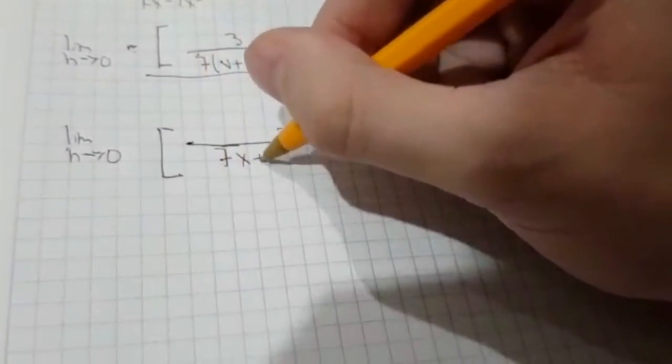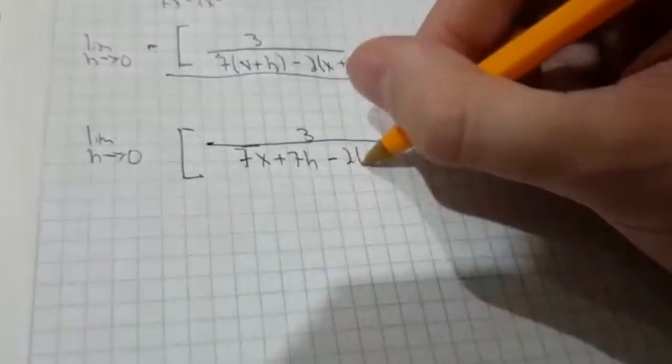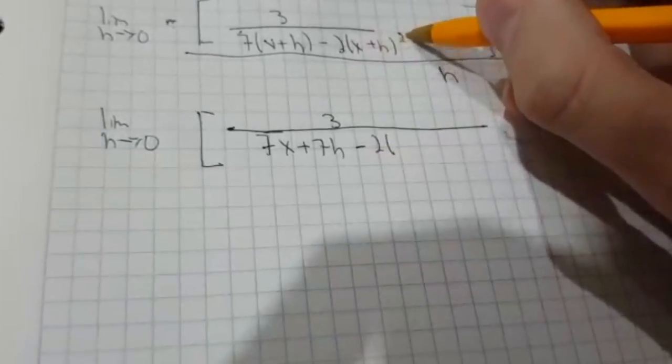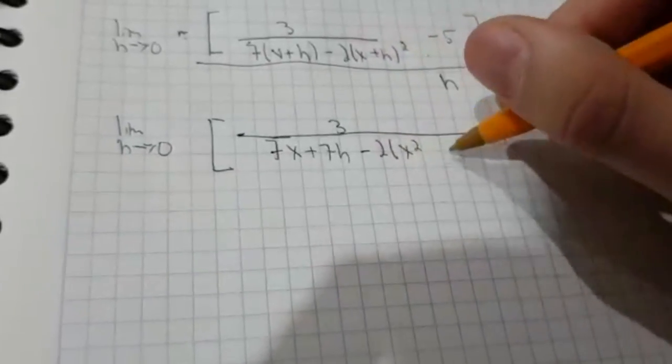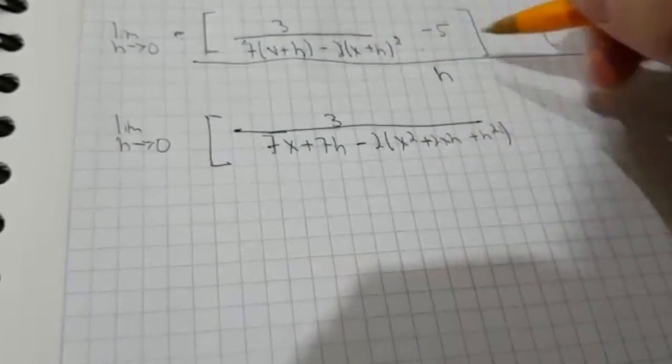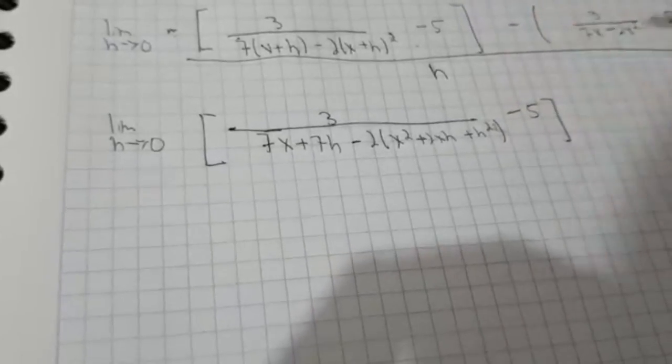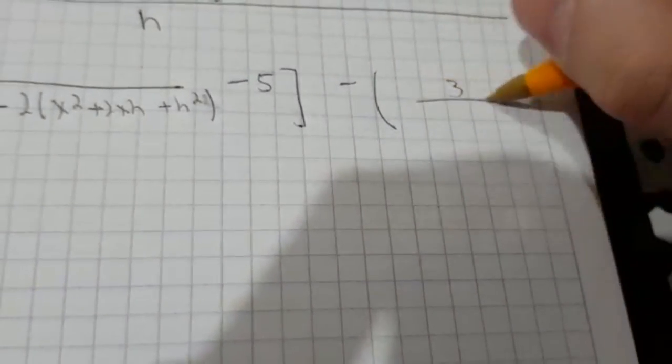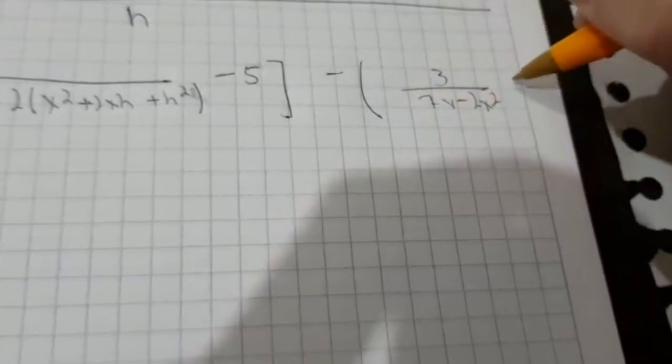We're going to put 3 on top, because we have a long line, as always, and then we're going to have 7x plus 7h minus 2. We're not going to put the 2 just yet because we have this squared. We're going to have x squared plus 2xh plus h squared. We can't forget the 5, minus 5. I'm going to close this. And we want to put this negative in here, and put 3, 7x minus 2x squared minus 5. It is really important for you to never forget you have your h on the bottom.